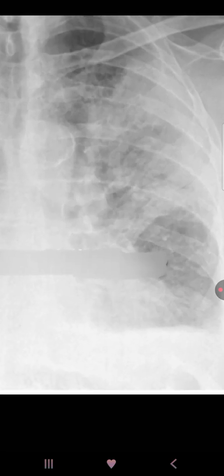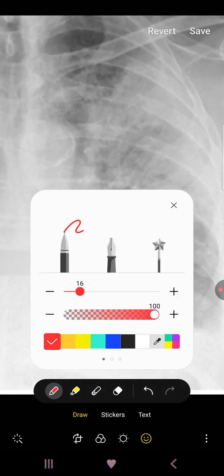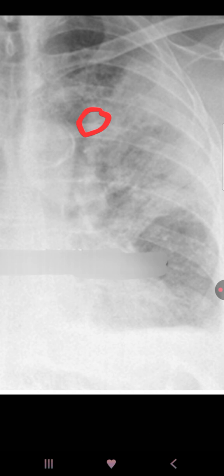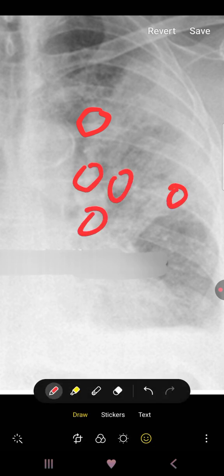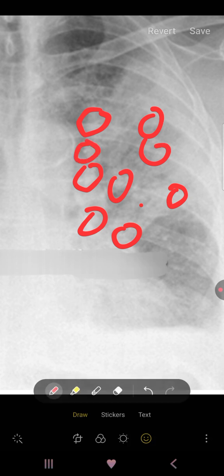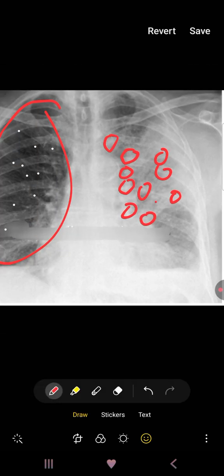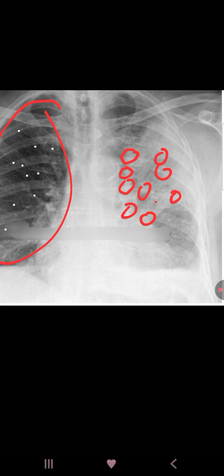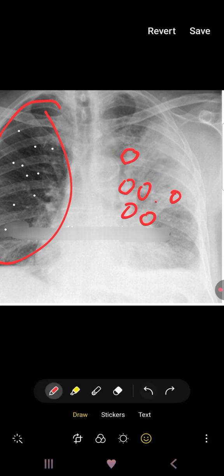I've seen consolidation like this too, but that's not the case every time. Just like you can see here, the consolidation is present here, here, here, here too. This is all consolidation. The lung appears hazy because maybe some kind of infective process is going on. Whenever an infective process is going on, the lung appears hazy. Or there may be pleural effusion as well.